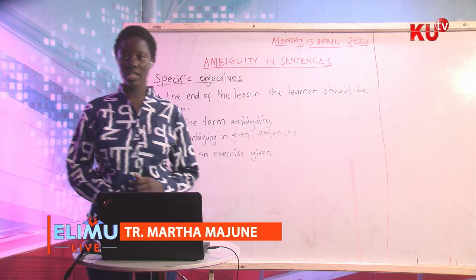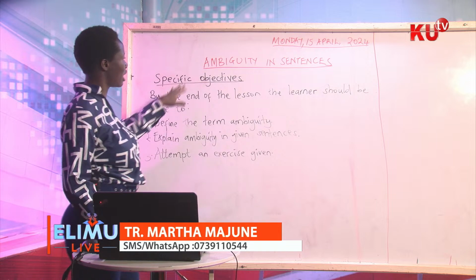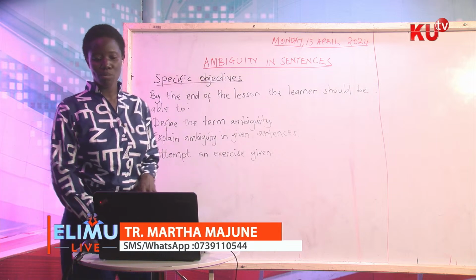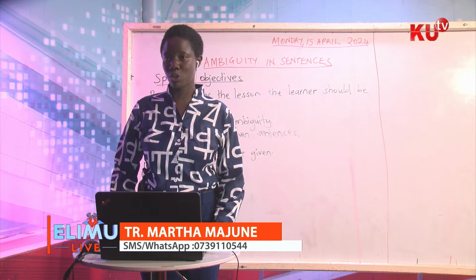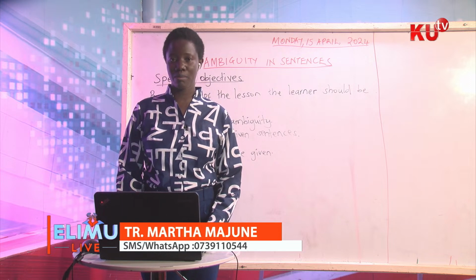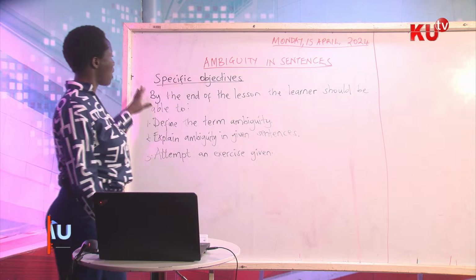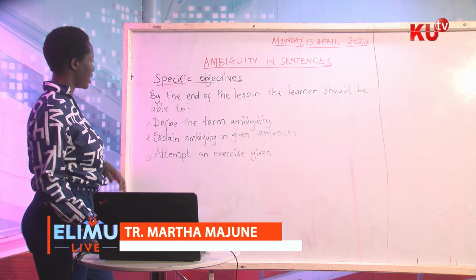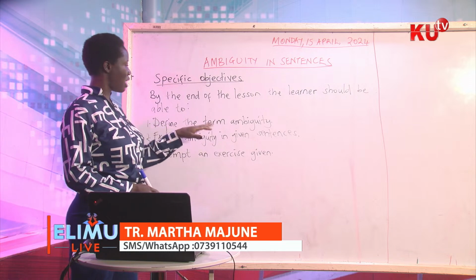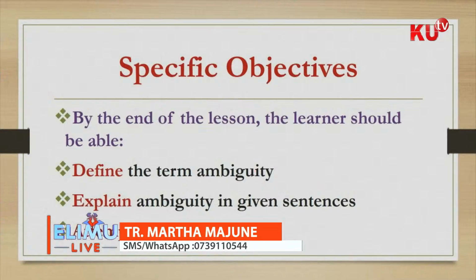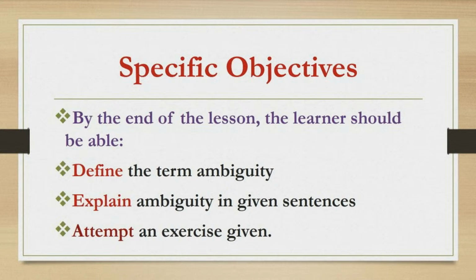In our English lesson today, we'll be learning about ambiguity in sentences. Ambiguity in sentences is tested in English paper 101/2, that is English paper 2, and it's tested under grammar. So our specific objectives of this lesson is that by the end of the lesson, the learner should be able to 1. Define the term ambiguity, 2. Explain ambiguity in given sentences, and 3. Attempt the exercise given. So first of all, let's look at the definition of the term ambiguity.